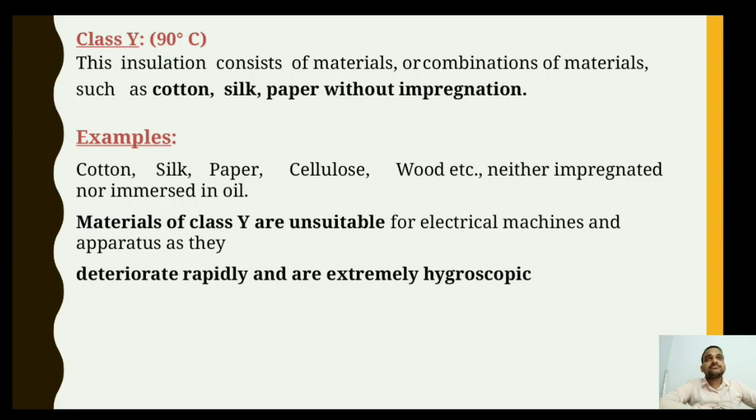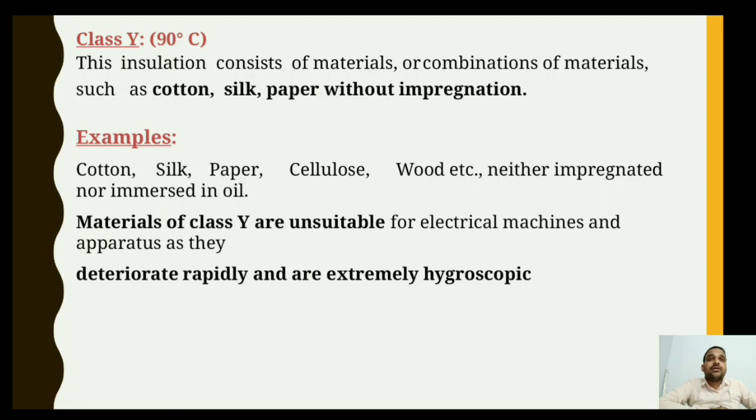So in this class Y, other materials or combinations of materials can be included. The examples, as you can see, consist of cotton, silk, paper, cellulose, wood, etc., neither impregnated nor immersed in oil. Impregnation is also a kind of process to increase the thermal capability of insulating material. As I mentioned earlier, it increases the overall capacity of the material by impregnating or molding another substance with the parent material. As stated here, the materials of class Y are unsuitable for electrical machines.